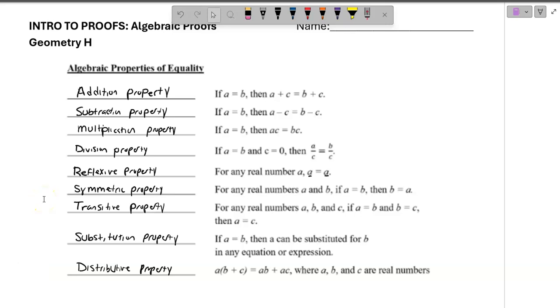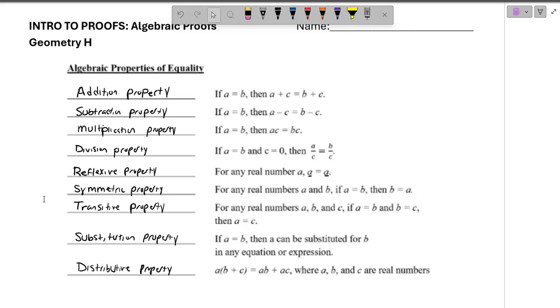Fugay, and in this video we are going to do an introduction to two-column proofs, and specifically we're going to look at algebraic proofs. So this video is not going to provide a background of reasonings of why proofs exist and why we even need to do them in the first place.